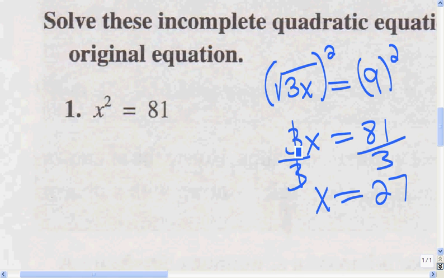And here we use the inverse of multiplication to get rid of the 3. Here we use the inverse of square root, which is a square, or the inverse of a radical, which is the square, to get rid of the radical. Well, here we use the inverse of a square, which is the radical, to get rid of the square.